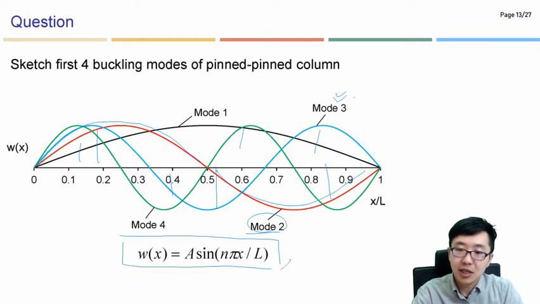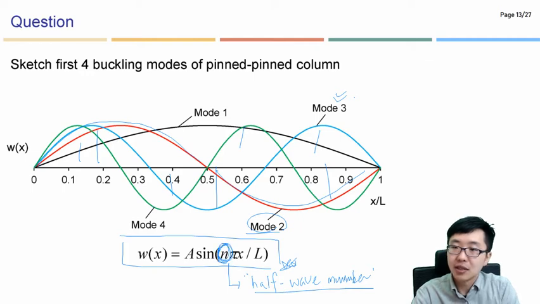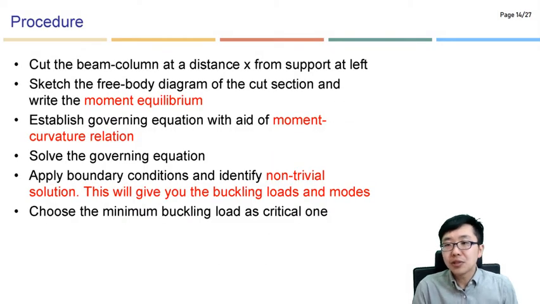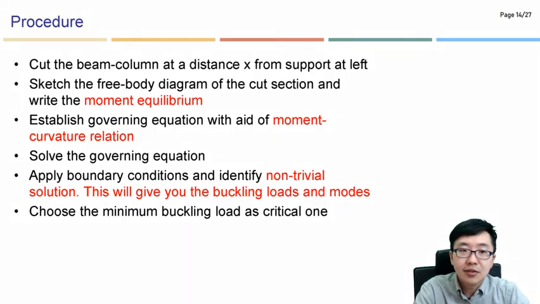It can be represented by this one, and N we call the half wave number. You know what I'm saying? Based on this N value, this shape, mode 1, 2, 3, 4, can be decided. So the procedure is, let's have a look.